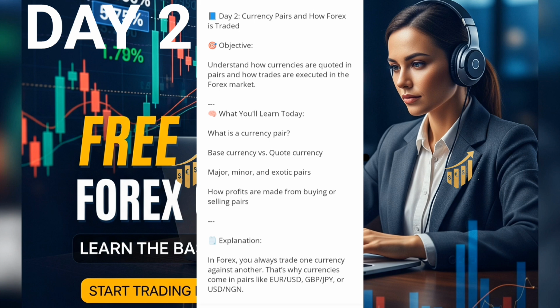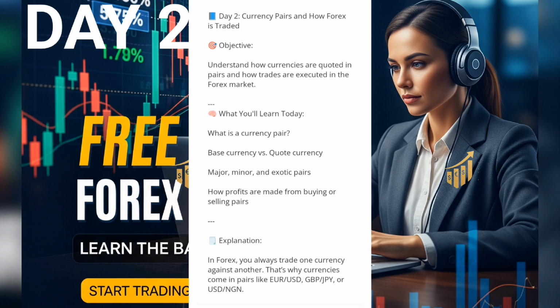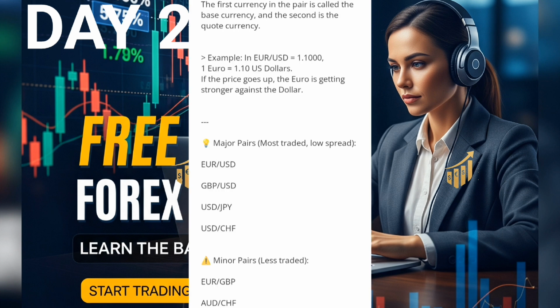Explanation. In Forex, you always trade one currency against another. That's why currencies come in pairs like euro to US dollar, pound sterling to Japanese yen, or USD/NGN. The first currency in the pair is called the base currency, and the second is the quote currency.